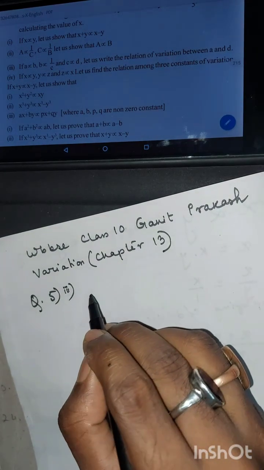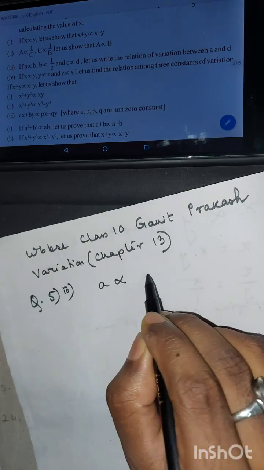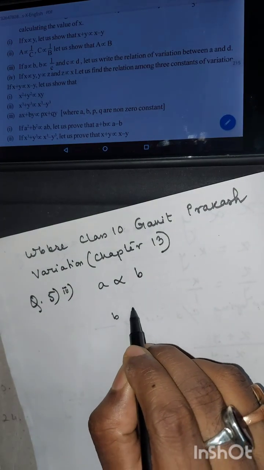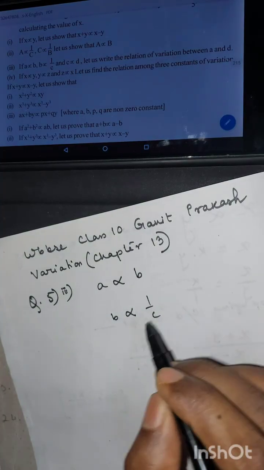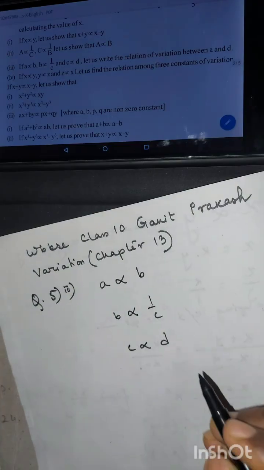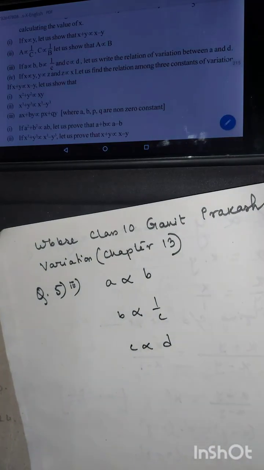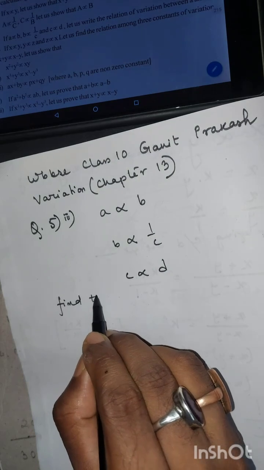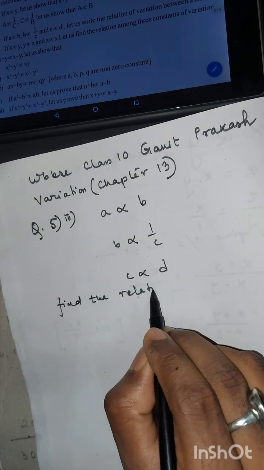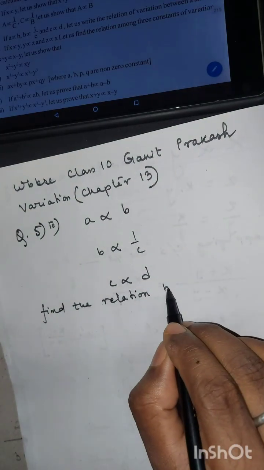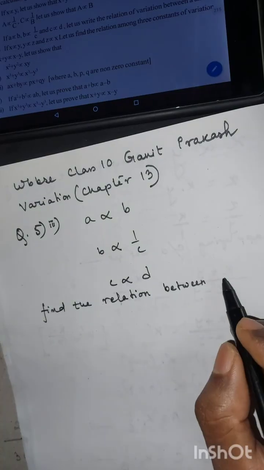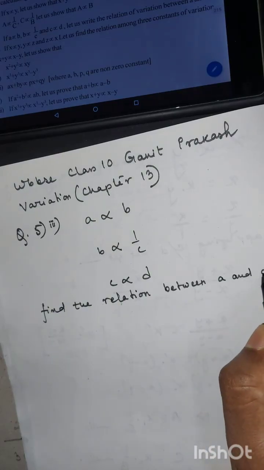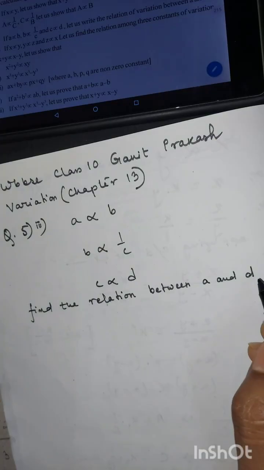So, A is directly related to B, B is inversely related to C, and C is again directly related to D. And the question is, find the relation between A and D. So this is our question.